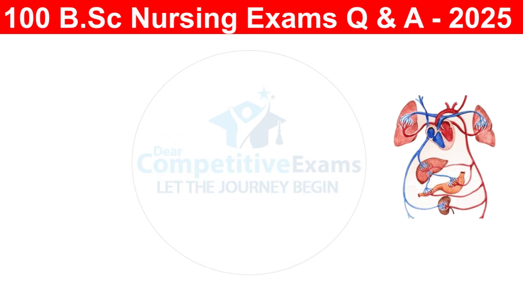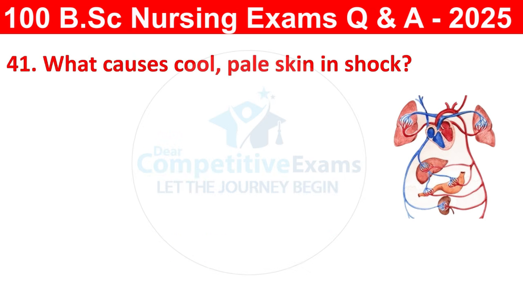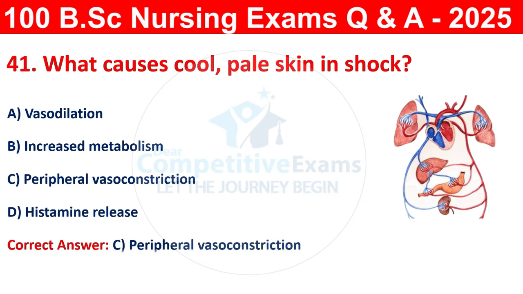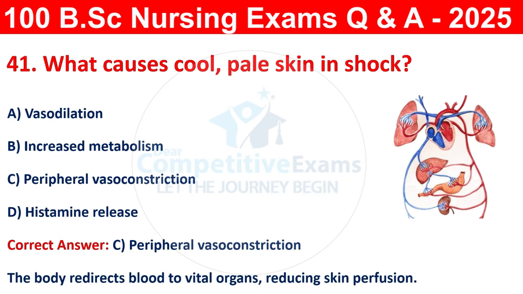Question number 41. What causes cool, pale skin in shock? Your options are vasodilation, increased metabolism, peripheral vasoconstriction, or histamine release. The correct answer is C, that is peripheral vasoconstriction. The body redirects blood to vital organs, reducing skin perfusion.